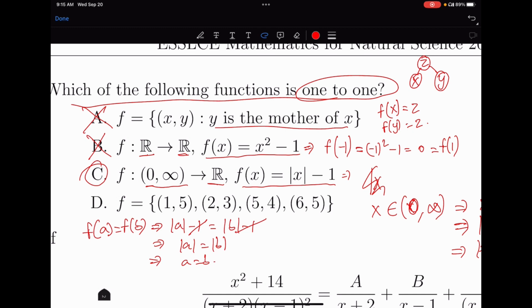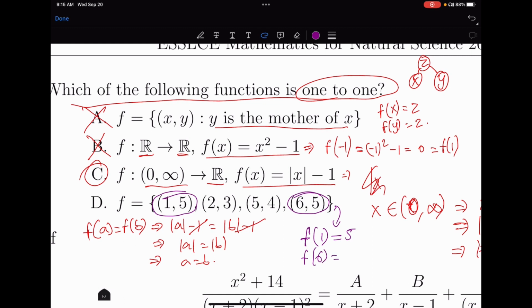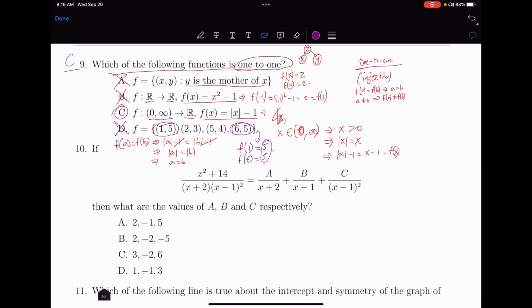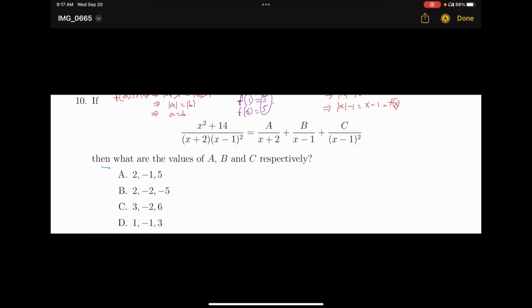Looking at D, this one is not injective. Why? Because of this: f of 1 is 5, and f of 6, according to D, is also 5. 1 and 6 are different numbers, but their evaluation is 5. So this is not injective, or it is not one to one. Therefore, the answer is C for the ninth question. Very good. Okay, now we move to the tenth.